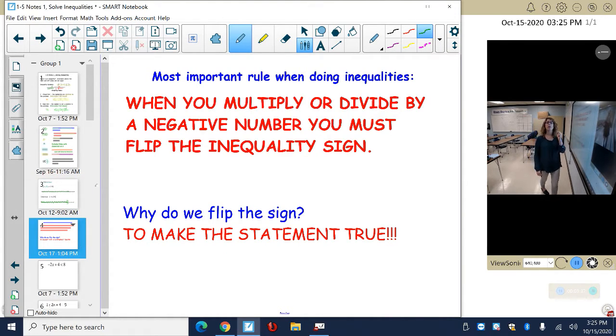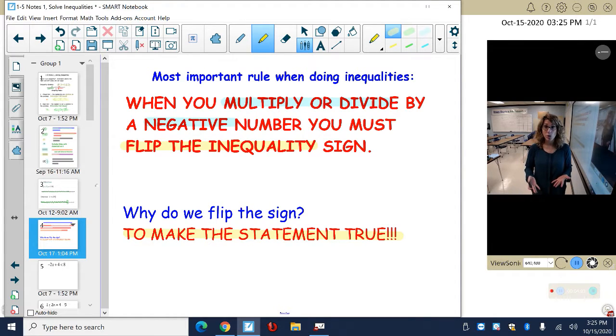Biggest and most important thing you must learn. If you learn nothing else, learn this, okay? When you multiply or divide by a negative number, you must flip the inequality sign. You have to. The reason why we do this is so we can make the statement true. If you do the math right and you don't flip the inequality symbol, then you're going to have a false statement. And you can't have a false statement.